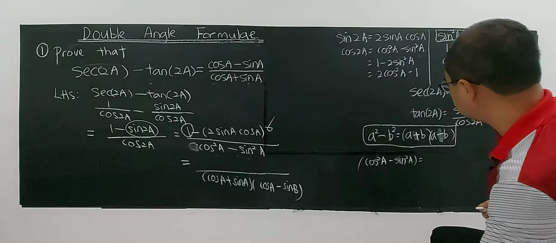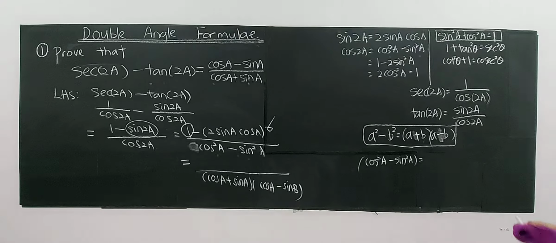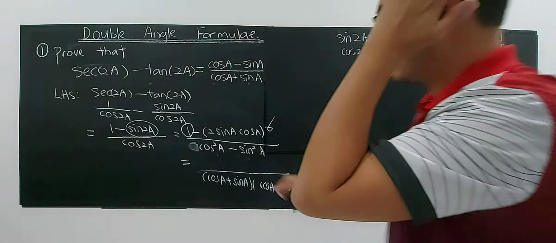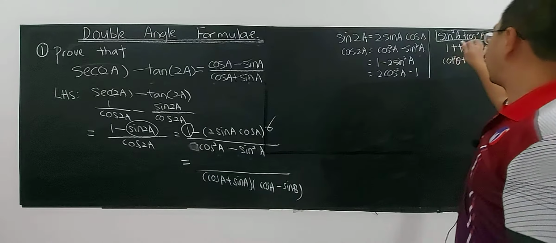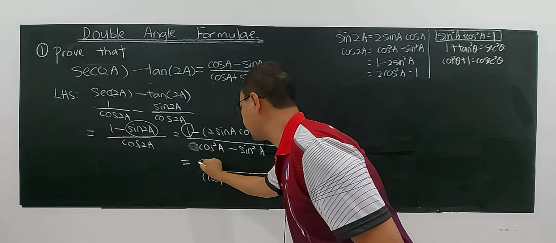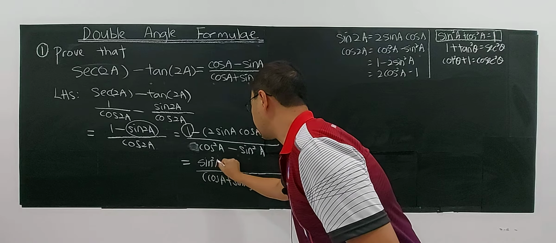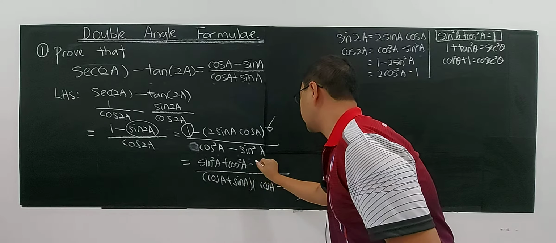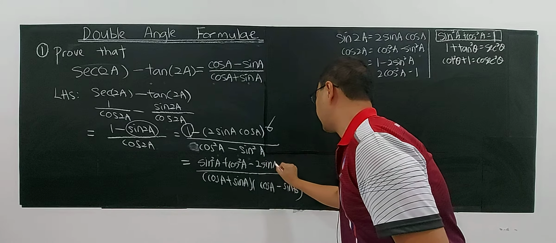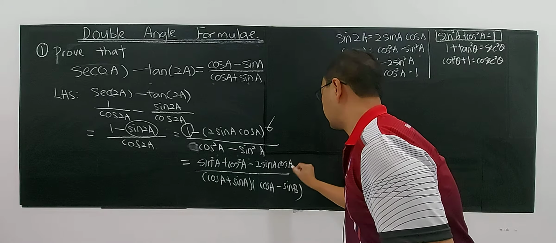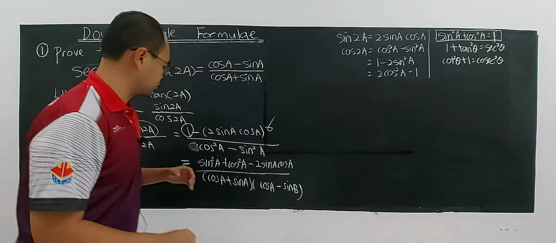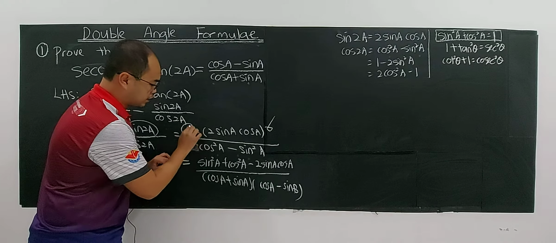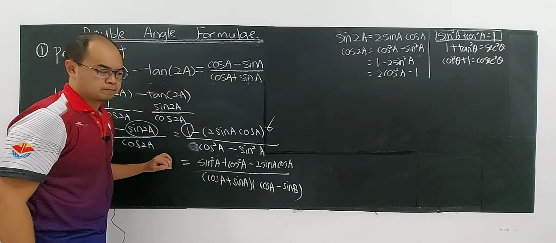Alright, I need some space here. Okay, look at the 1 here. I'm going to rewrite the 1 as sine square A plus cos square A minus 2 sine A cos A. If you do not understand, you pause the video and see again what is happening here. So the 1 here, I rewrite as sine square plus cos square.